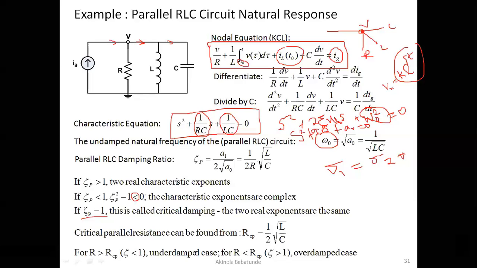All right, critical parallel resistance can be found by using this. How did we obtain this? Critical parallel resistance can be found by using this, because in the critical situation zeta p equals 1. So in this particular case, if you say zeta p is equal to 1, it simply means that 1 over 2R times the square root of L over C equals 1. If you do that and then make R the subject of the formula, this is what you are going to obtain. Okay, that's that.